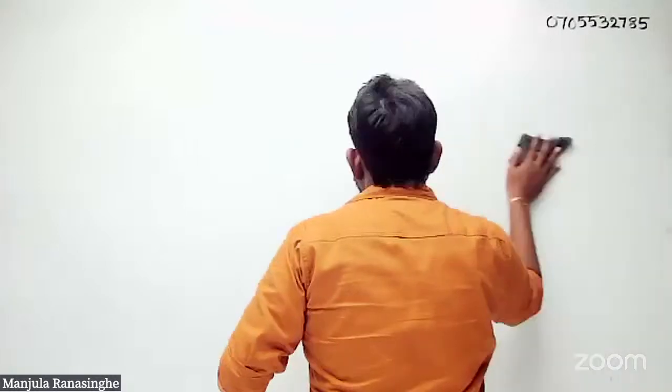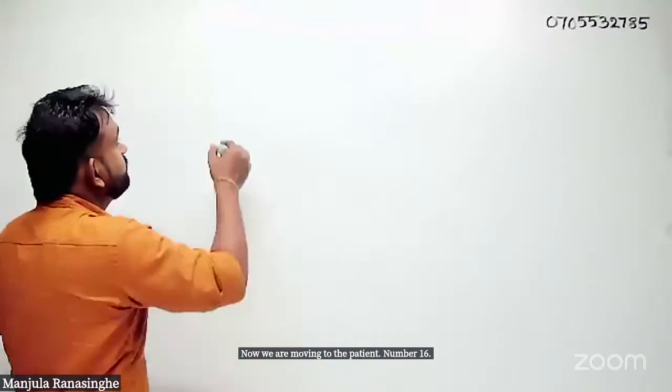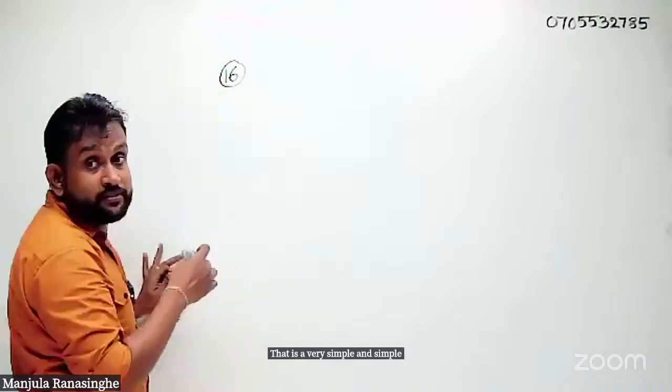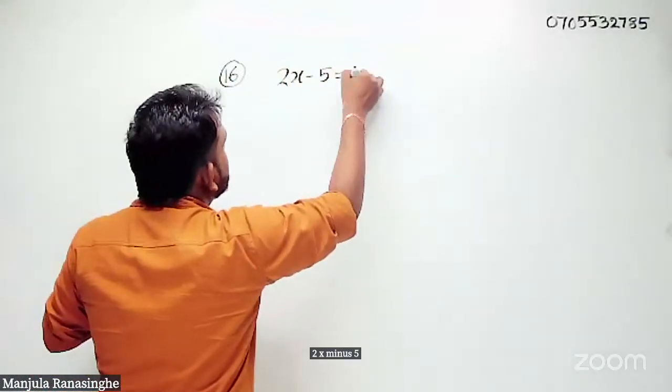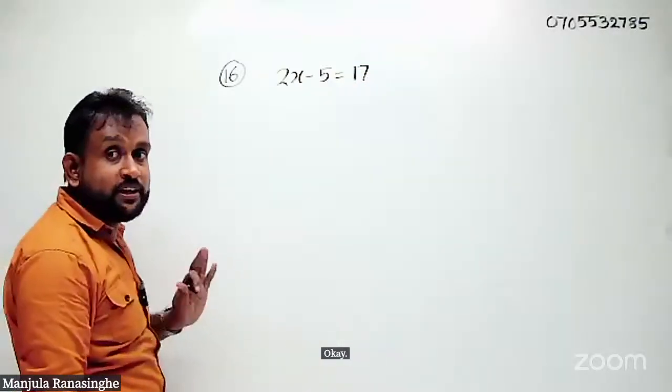Okay, mark the corrections there. Now we are moving to the question number 16. That is a very simple equation. 2x minus 5 equals 17. Now how to make x the subject?